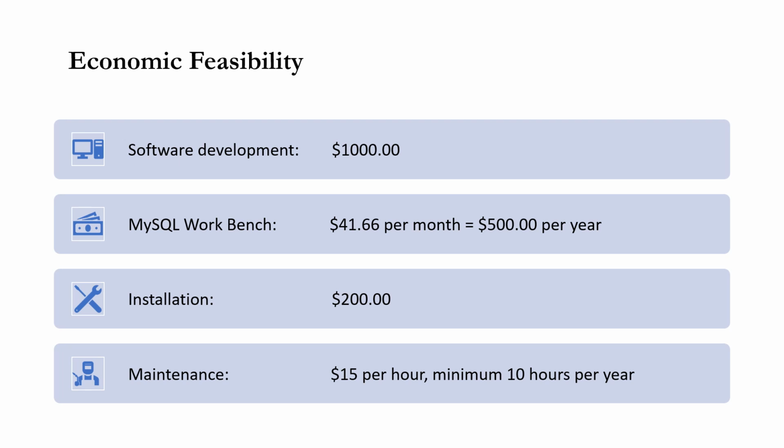Economic feasibility. This technique is used to evaluate the effectiveness of the proposed system and compare it with the cost. If the benefits outweigh the cost, a decision is taken to design and implement the new system. So here we need software development for $1,000. MySQL Workbench needs $41.66 per month, which is equivalent to $500 per year. For installation, we need $200. For maintenance, we need 10 hours per year, at $15 per hour.